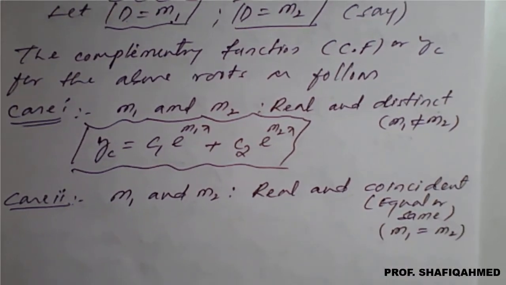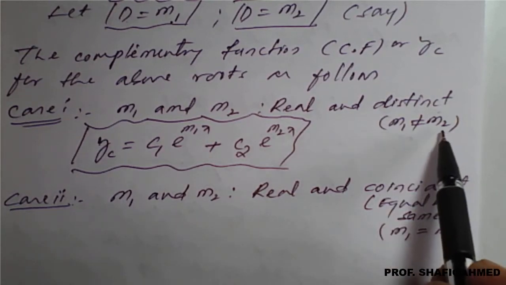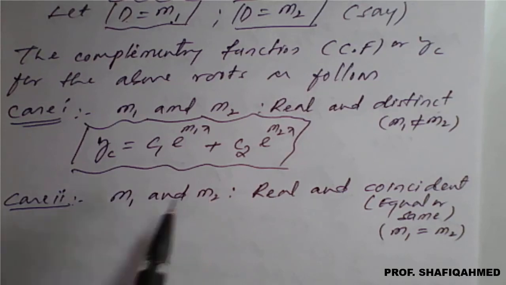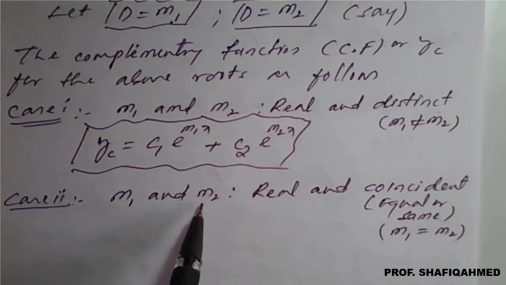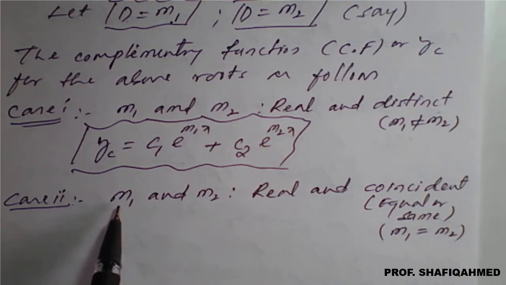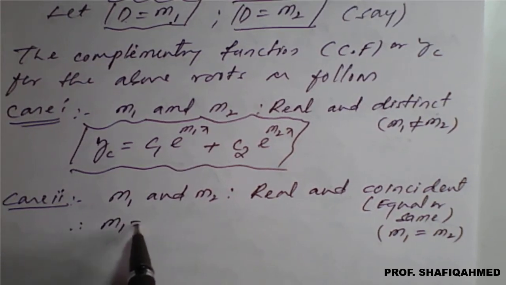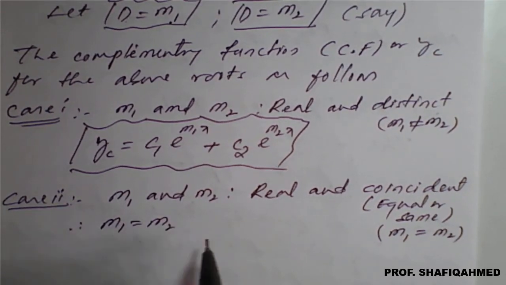Above we have seen m1 is not equal to m2, but here m1 is equal to m2, meaning like m1 value is 1 and m2 also 1, or m1 is 2 and m2 also 2. So when they are the same, I can say that m1 is equal to m2. I will say that in general it is m.